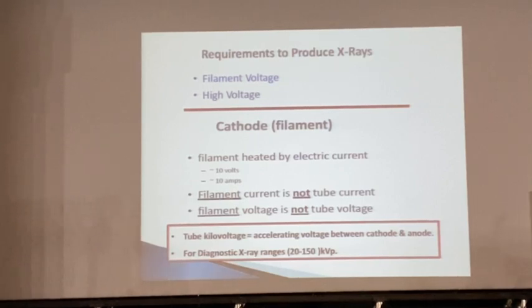There are two types of electrical current, or voltage: the filament voltage and the tube voltage. The filament voltage is of low voltage, about 10 volt, 10 ampere. The function of it here is to increase the temperature of the cathode to create a free electron cloud.